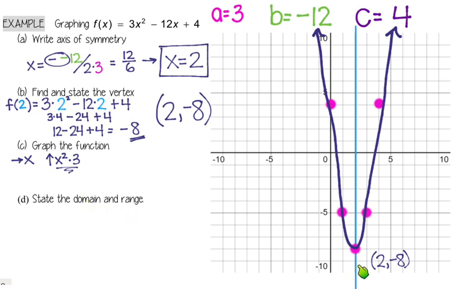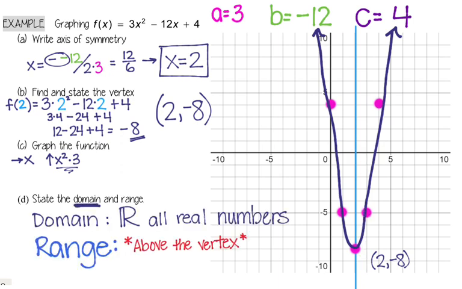The range is we're graphing everything above the vertex. So we're going to say that our range is above the vertex. How do we say above the vertex? We say y values greater than our negative x, greater than our c.